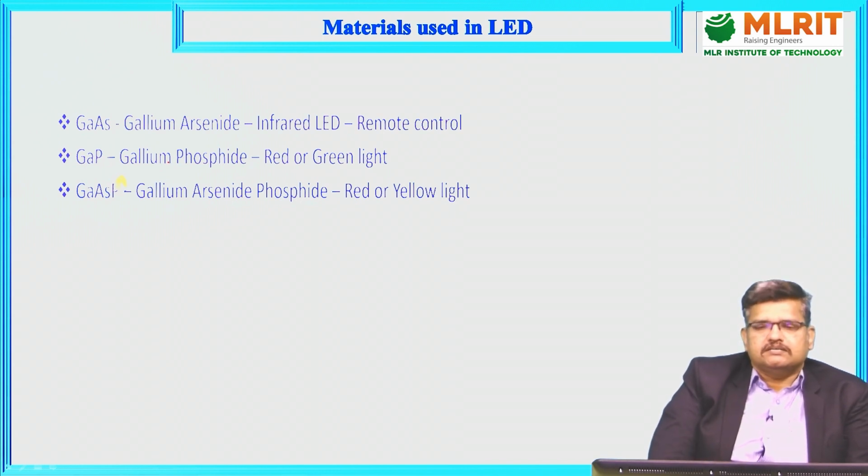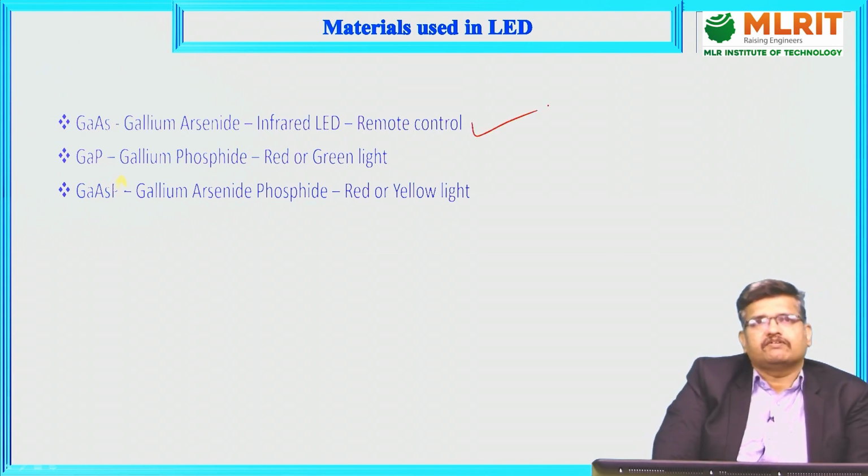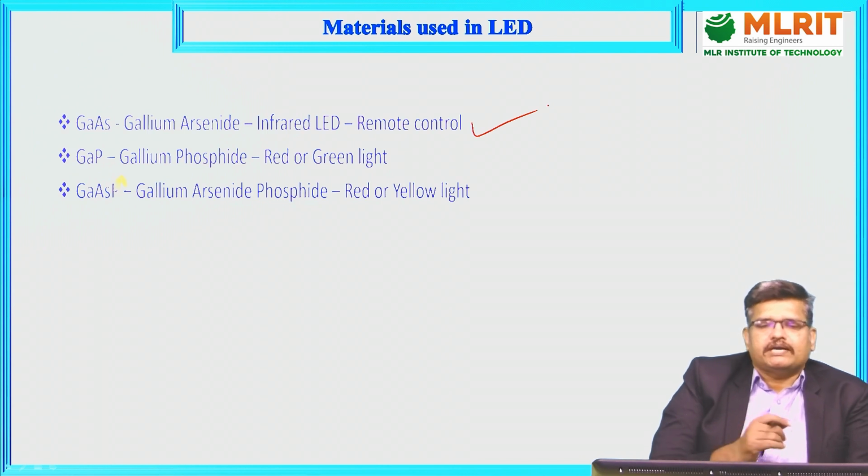Generally, this application belongs to the remote control. Wherever we are using remote control lights, we use gallium arsenide material. We know that in a remote control we have an LED. Whenever we press the button, that light is emitted. So what type of material are we using? Here we are using gallium arsenide.